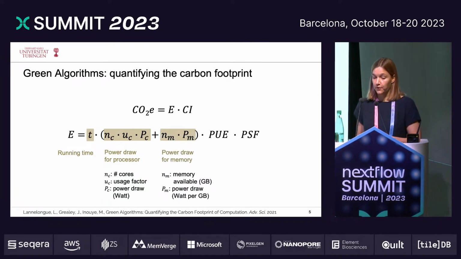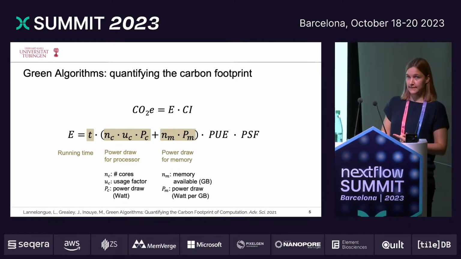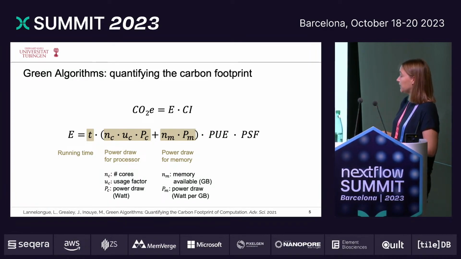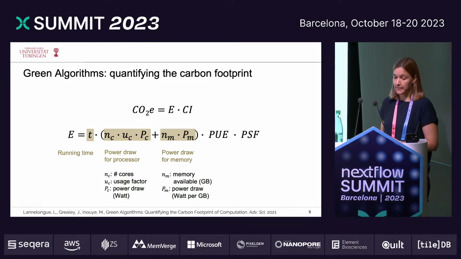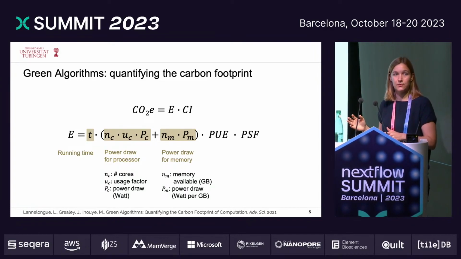Additionally, the formula contains a term describing the power draw for the memory. This comprises the actual available memory in gigabytes as well as the power draw per gigabyte. And in this context, it might be worth noting that there's no usage factor included in this part because the power consumption of the actual memory is mainly independent of whether the memory is actually used or not.